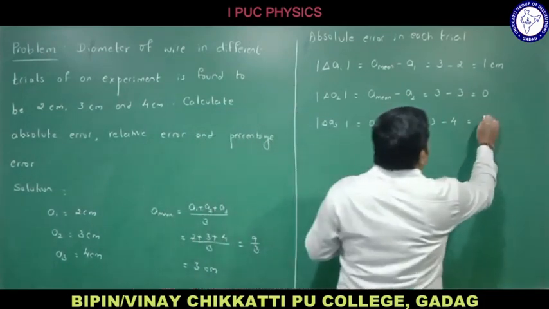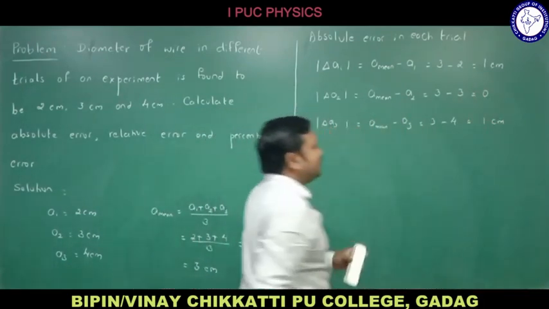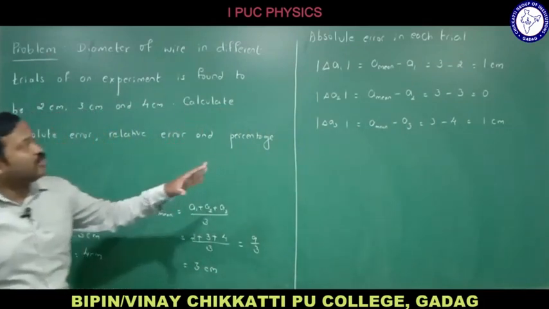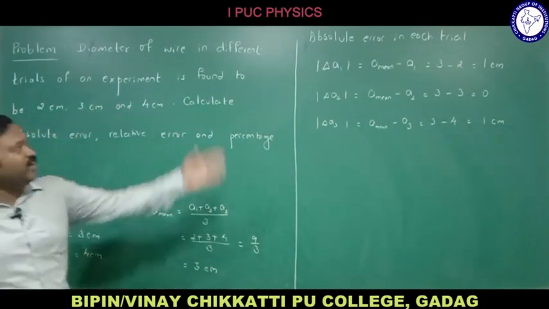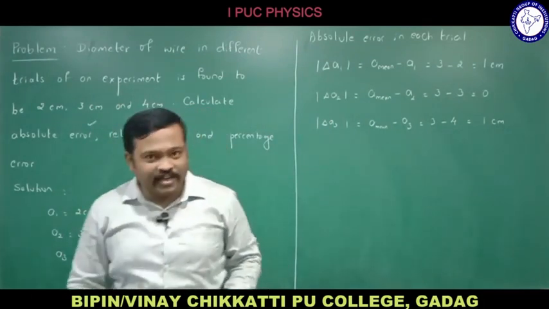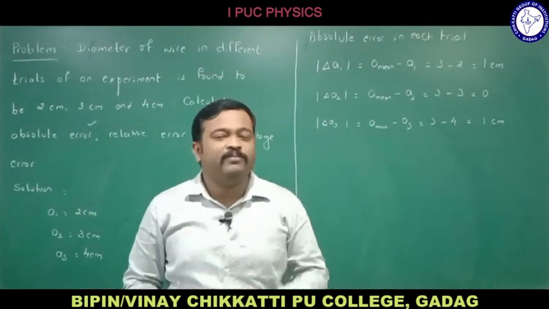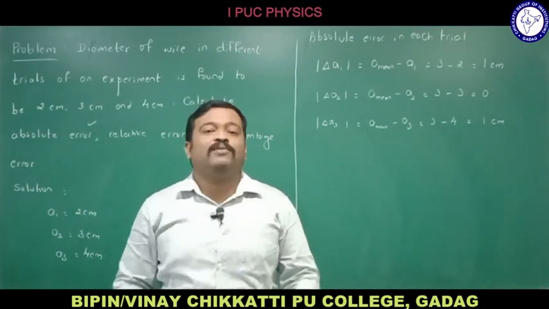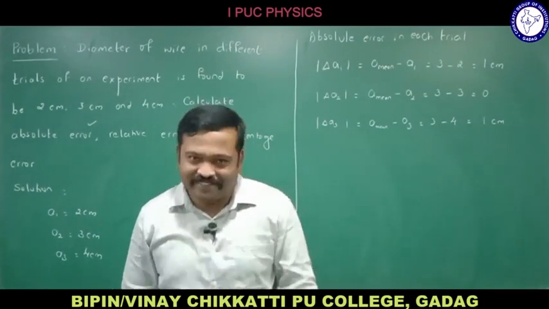So error will be same here, that is 1 centimeter, right? Okay, we got absolute error. This is a way to calculate absolute error, right? So we have understood how to calculate absolute error. Absolute errors will be based upon the number of trials. That many absolute errors will be there, right?